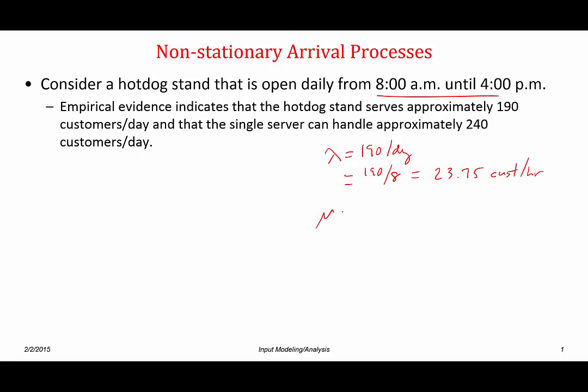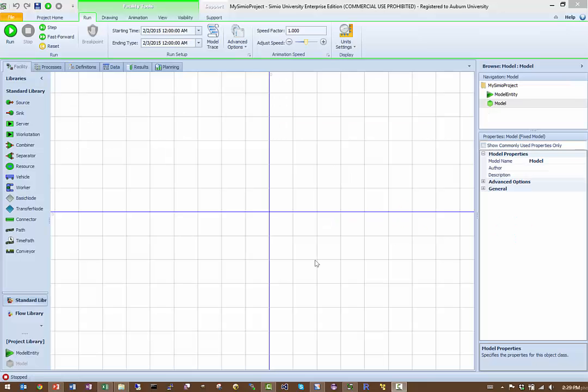Similarly, we have a service rate of 240 customers per day. So this would be 240 divided by 8, or 30 customers per hour. When we look at this, we can see that we can process customers faster than they arrive. So everything looks good so far. Let's look at how we would implement this in Simio, and then we'll come back and discuss the non-stationary arrival.